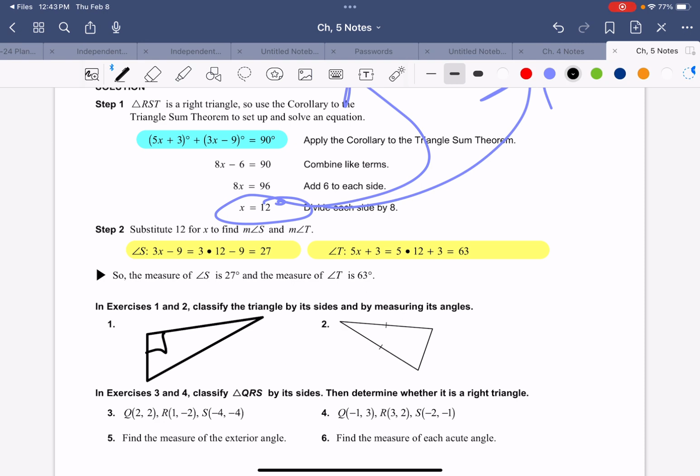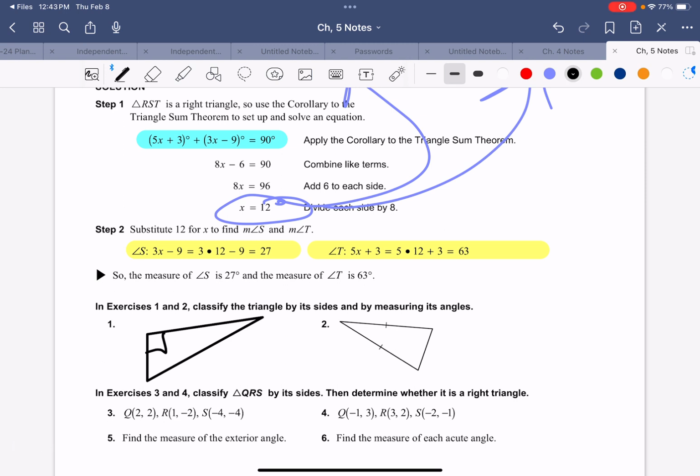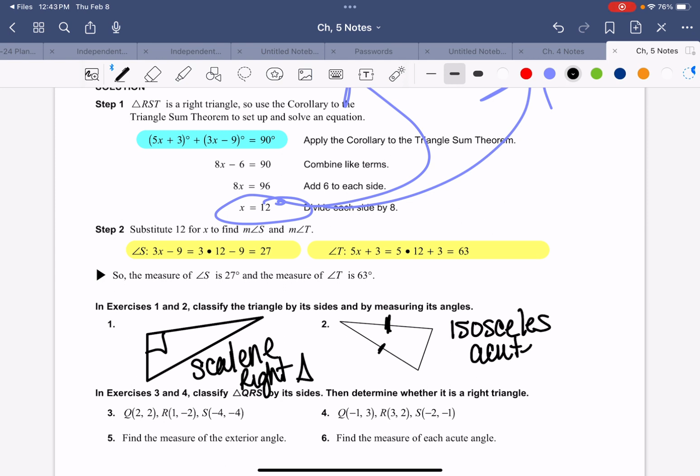By measuring its sides. Okay, first one, I know this is going to be a scalene right triangle. Now over here I've got 2 sides congruent, and it doesn't look like I have any right angles. So I would say that this is an isosceles acute triangle, because all angles are acute. Okay, isosceles acute.